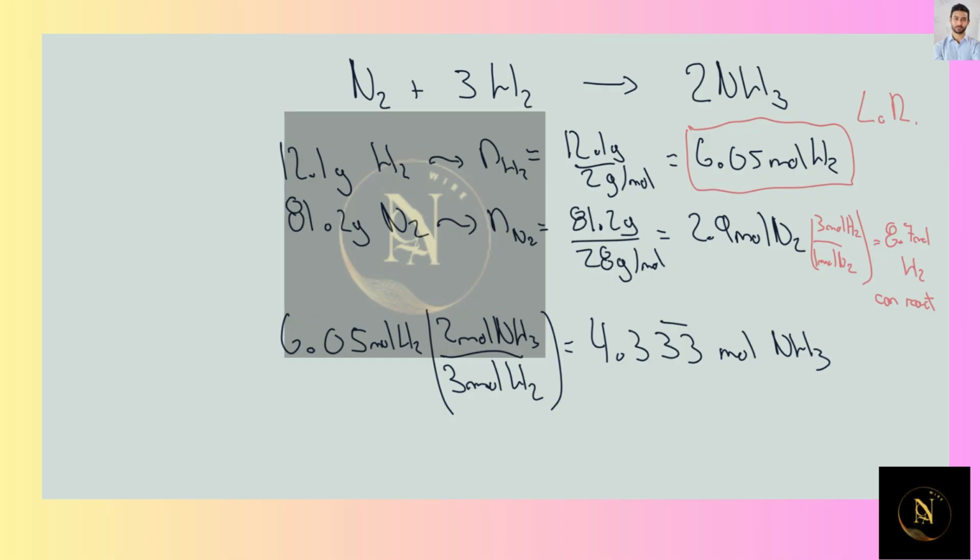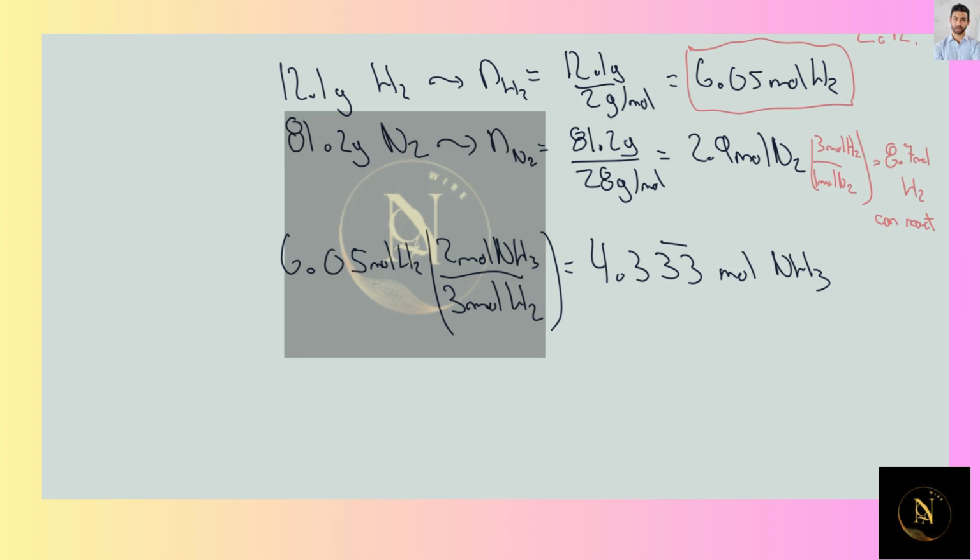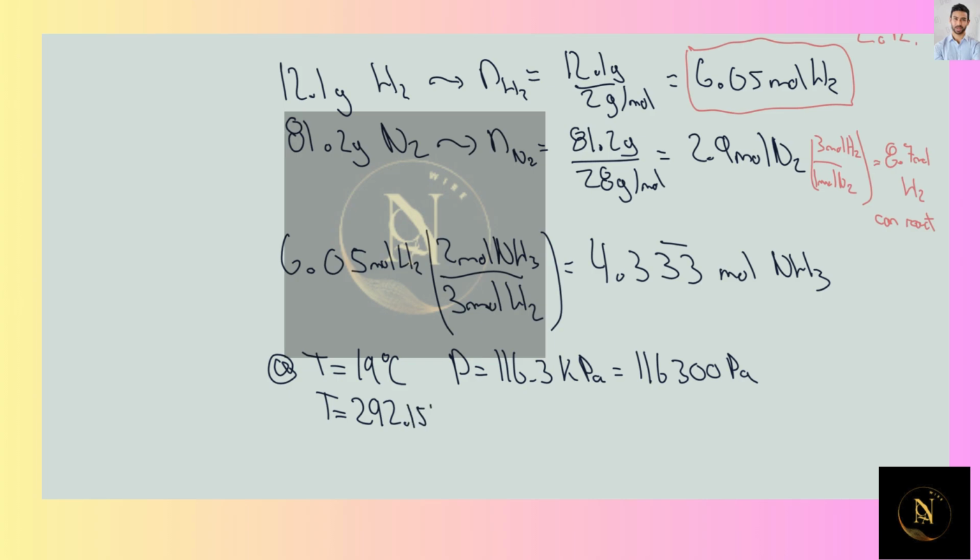Now, the question asks us to calculate the volume of ammonia gas that can be produced, which is already given by the amount of mole, at a temperature equal to 19 degrees Celsius and a pressure equal to 116.3 kilopascals, which is equal to 116,300 pascals. The temperature, we need to convert this into Kelvin by adding 273.15, and the resulting Kelvin is going to be 292.15 Kelvin.